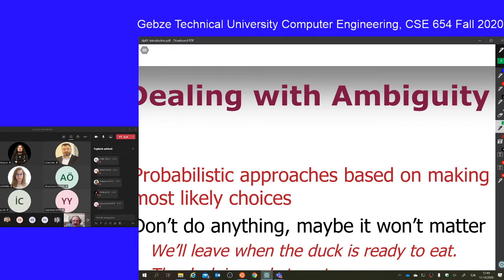So you mean that the ördek is food? Food is being cooked. Yes. So we will leave when the duck is ready to eat. But how about this? Ördek yemeğe hazır olunca çıkacağız. Bir tane canlı ördek. Önüne yem koymuşlar.